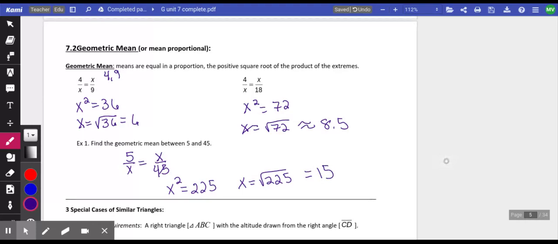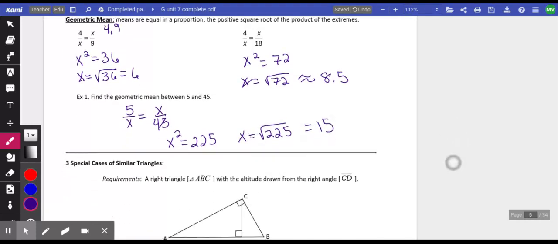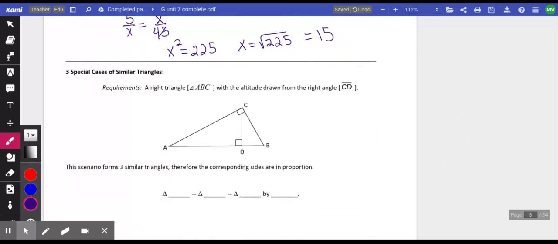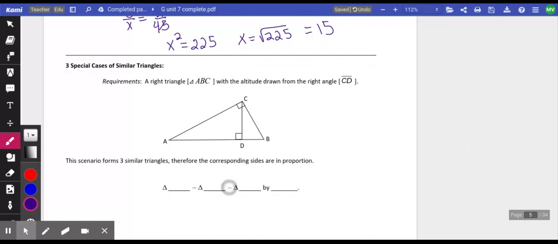Now, one of the uses of geometric mean is when we have a very special right triangle. So special cases of similar triangles. I must have a right triangle with the altitude drawn to the hypotenuse. So that means I have a right triangle, my large triangle ACB, and from the right angle, I draw an altitude, which always forms another right angle. This scenario, which is very important and very special, always gives me 3 similar triangles.